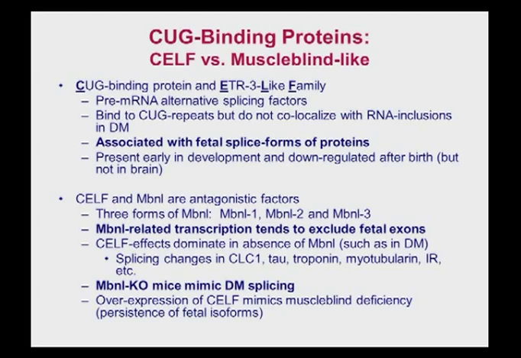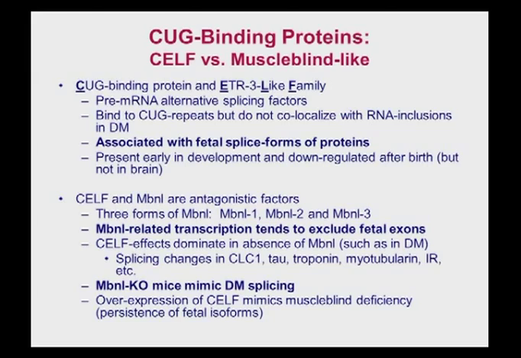But there's a second protein called Muscleblind, or Muscleblind-like. It's actually named after a Drosophila protein that does associate with these inclusions. And the CELF protein is typically seen during development and tends to be downregulated at birth, but not necessarily in the brain. And muscleblind, for the most part, most forms of muscleblind tend to be upregulated around the time of birth. So they become sort of the dominant type of splicing factor once you get in the post-fetal period.